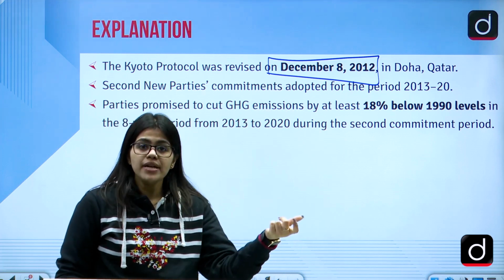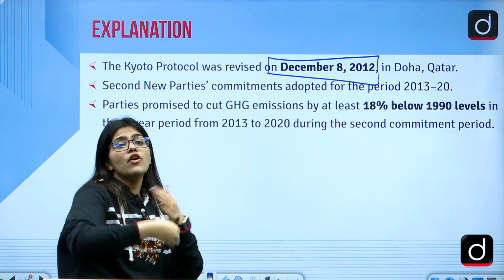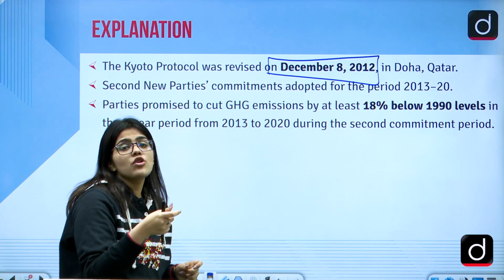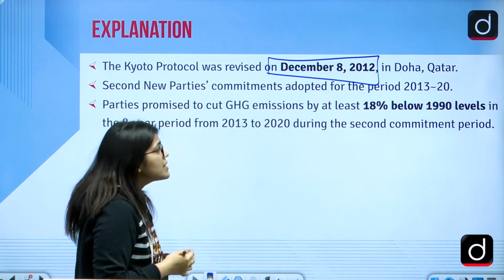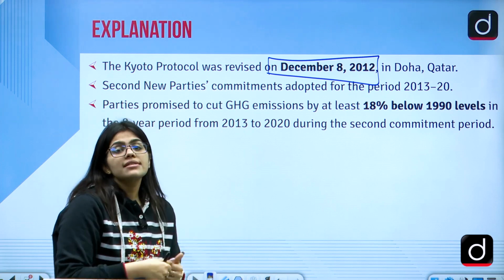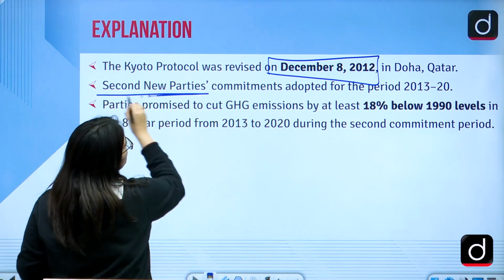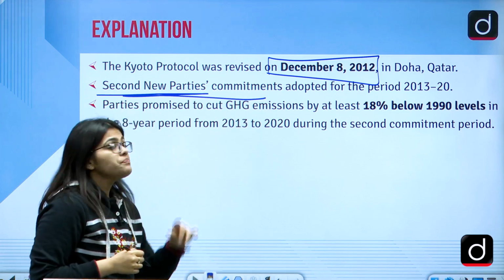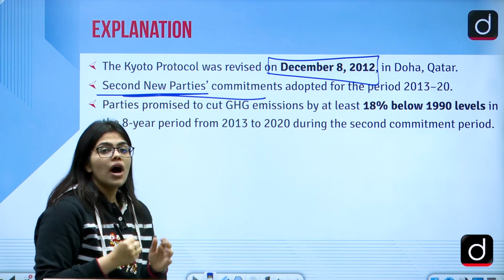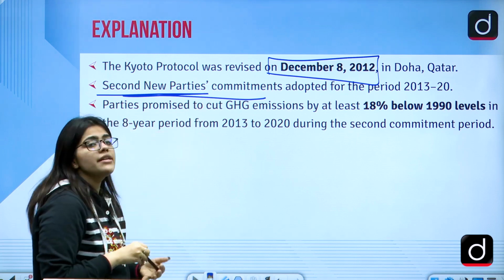What is the Doha Amendment? If they ask you about the Doha Amendment, you should know that when the Kyoto Protocol was revised, it came into being again and is called the Doha Amendment. On 8th December 2012 it was revised again, and you call it the Doha Amendment because this time they met in Doha, that is in Qatar. The second commitment period was adopted from 2013 to 2020, and this was called the Doha Agreement or the Doha Amendment, which came into being on December 8, 2012.